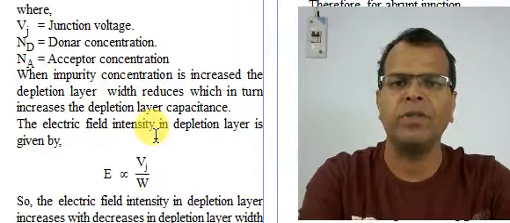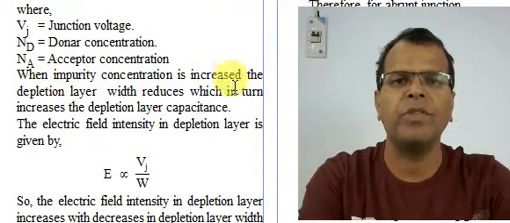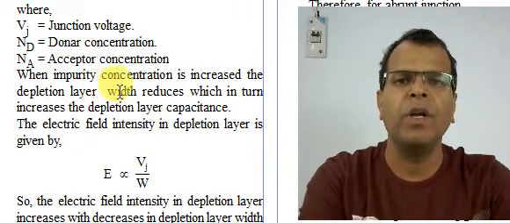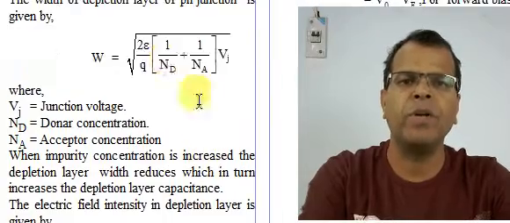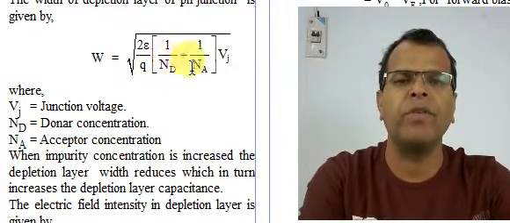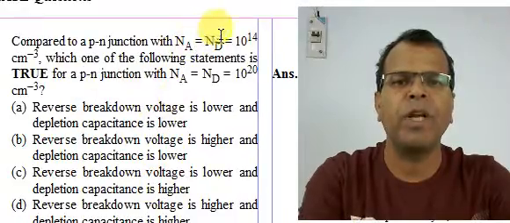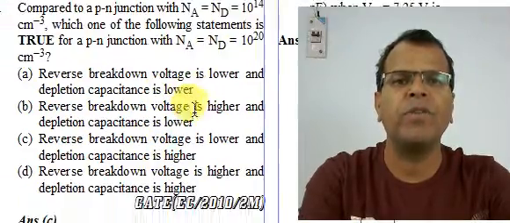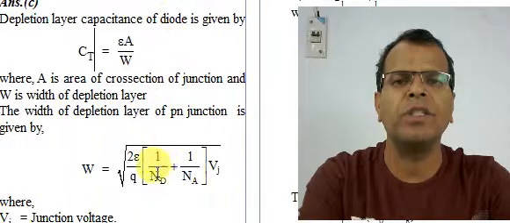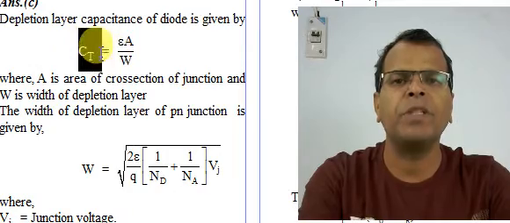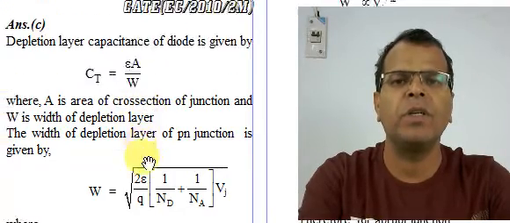So that's your conclusion. When impurity concentration increases, the depletion layer width reduces. You have increased the donor and acceptor concentration from 10 to the power 14 to 10 to the power 20, and when acceptor and donor concentration are increased, W will decrease, and when W decreases, the capacitance will increase. So this is sure that transition capacitance will increase.